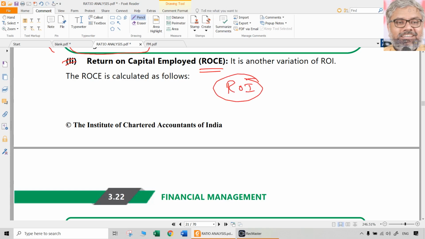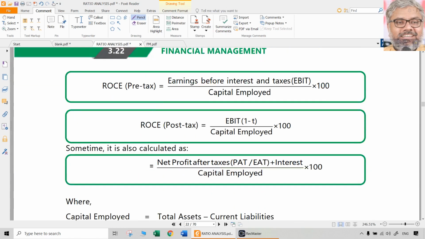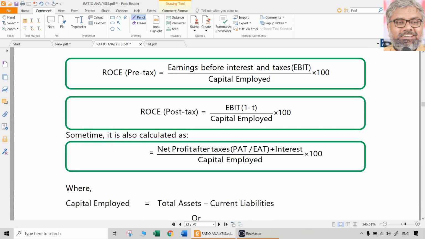Investment normally means capital employed. What is the investment of an organization? Capital employed. That is, the amount invested in the organization. So return on capital employed is better calculated like this. Return on capital employed can be calculated pre-tax and post-tax. If it is calculated pre-tax, this is the better one: earnings before interest and taxes divided by capital employed multiplied by 100. EBIT divided by capital employed multiplied by 100. This is the best formula for return on capital employed.